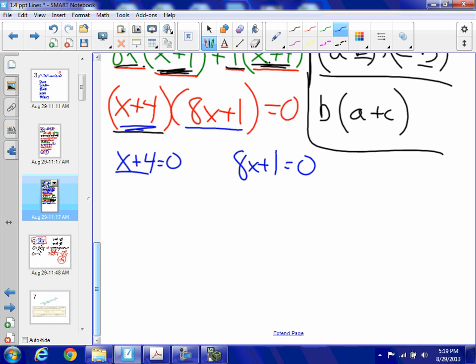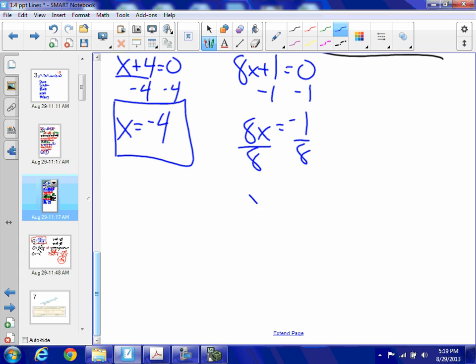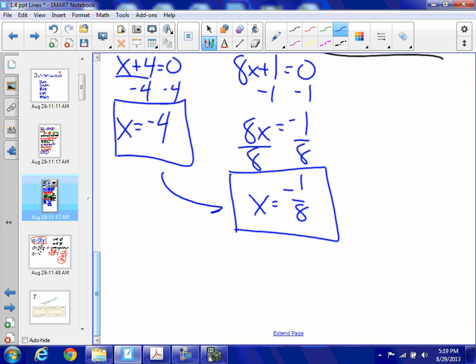So I'm going to subtract 4 from this, and I get x is equal to negative 4. That's one of my answers. And over here, I'll subtract 1 from both sides. I'll get 8x is equal to negative 1. I think I'll divide by 8 on both sides. And I get x is equal to negative 1/8. So algebraically, these are my two roots.